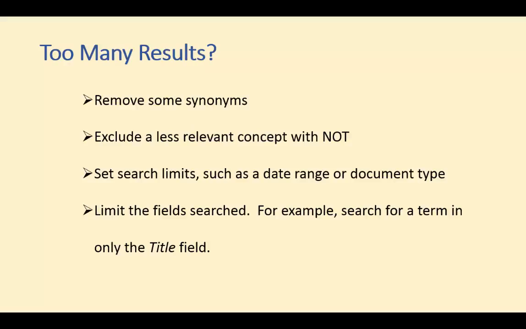If you're getting too many results, remove some synonyms or exclude a less relevant concept with the Boolean NOT. Set search limits, such as a date range or document type, and limit the fields you search. For example, search for a term in only the title field.